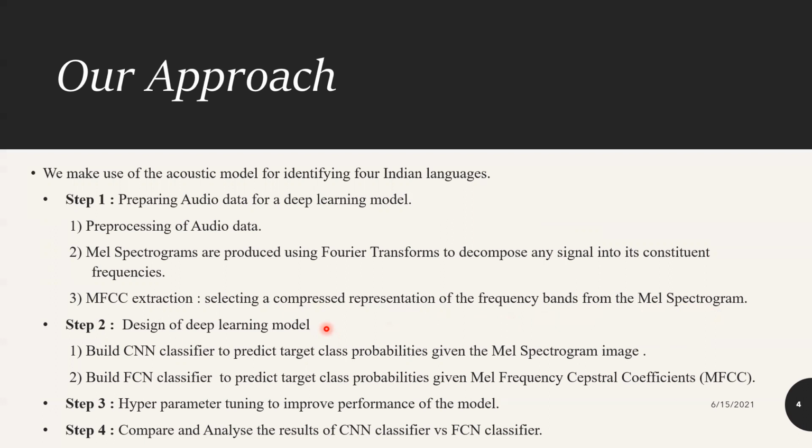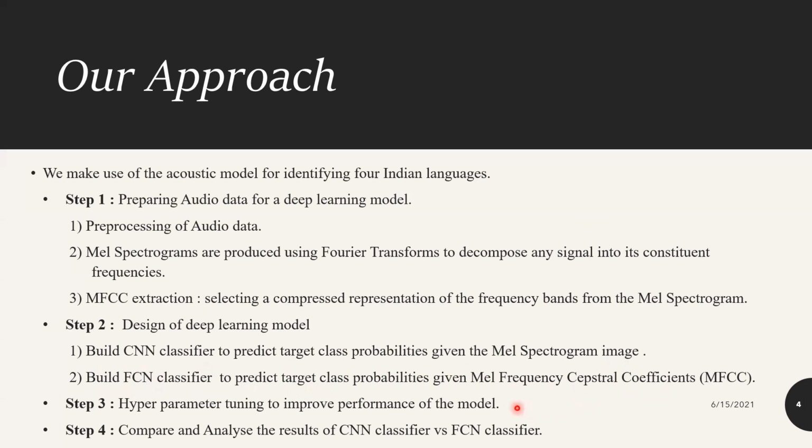We can train our model in 2 different ways. We will build a CNN classifier to predict target class probability on the basis of the MEL spectrogram image. And also we can build an FCN classifier to predict target class probability on the basis of the MEL frequency cepstral coefficients.